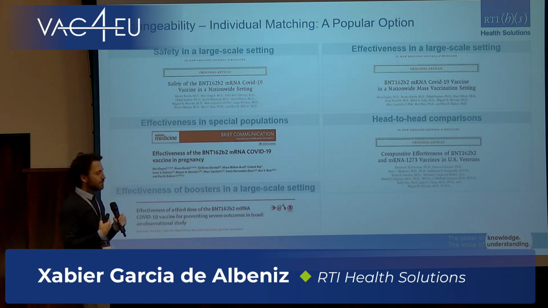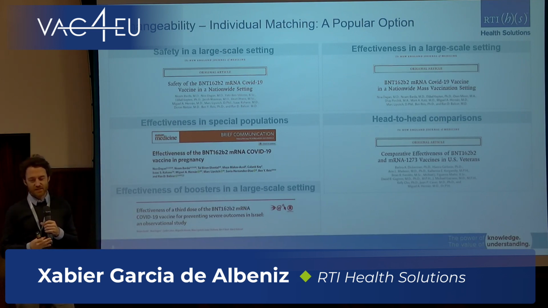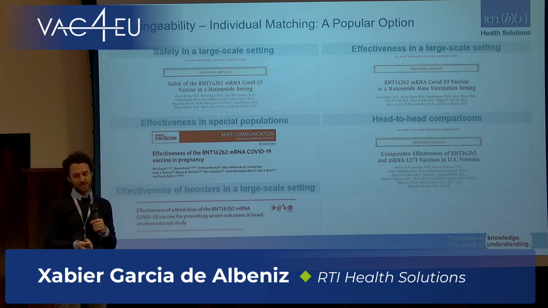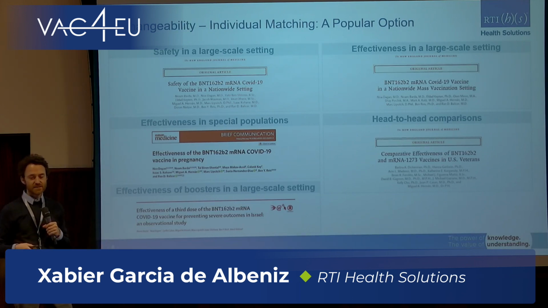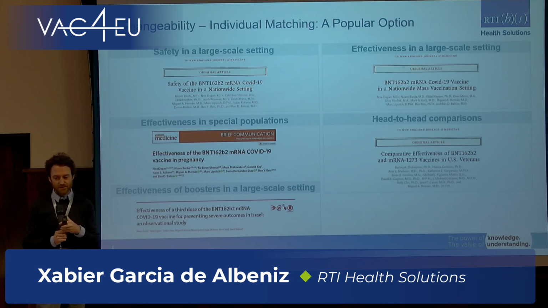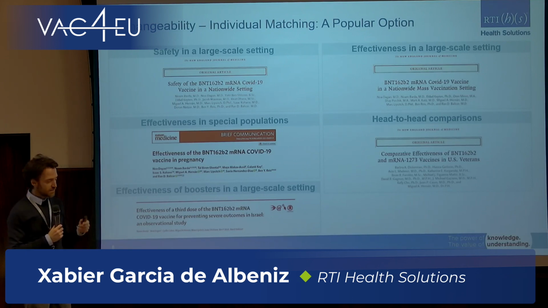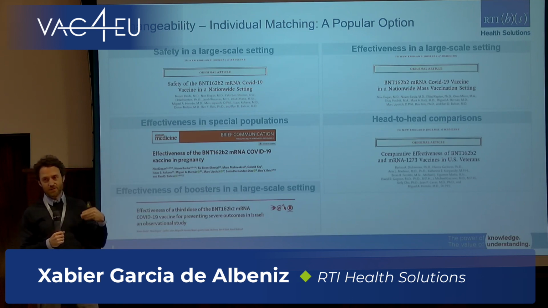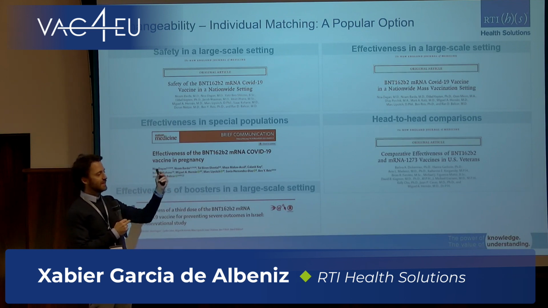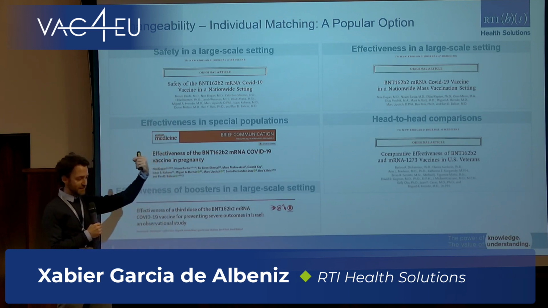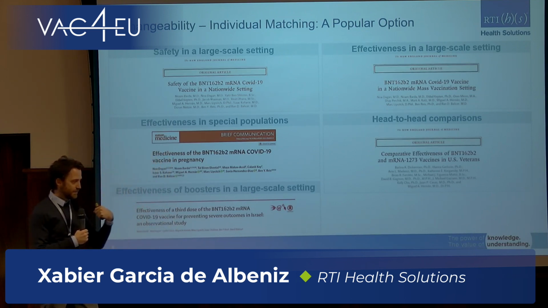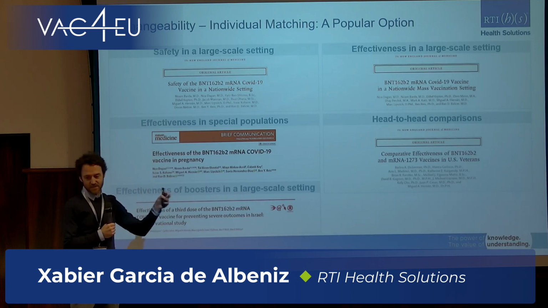How did most of the studies adjust for calendar time? By individual matching. All the studies that I presented before, published in New England, in Nature, Lancet, they adjusted for calendar time, for this baseline confounding, by matching. So whenever there was a vaccinee, at that very same calendar time, they picked up unvaccinated people. That's matching on calendar time.